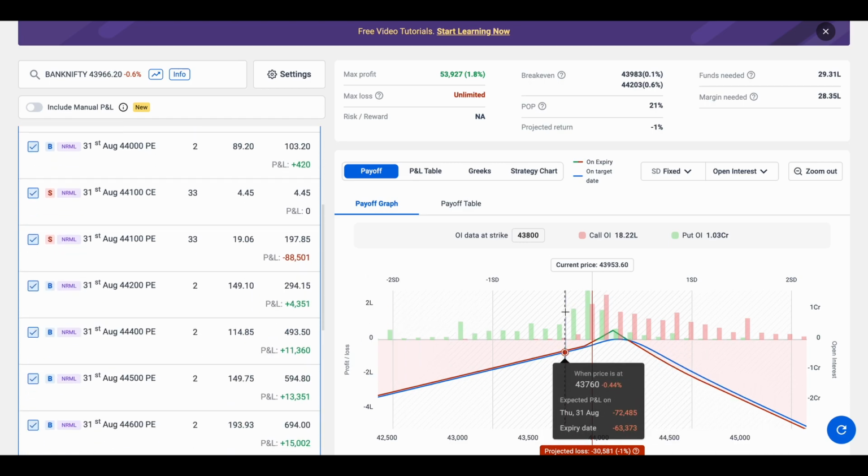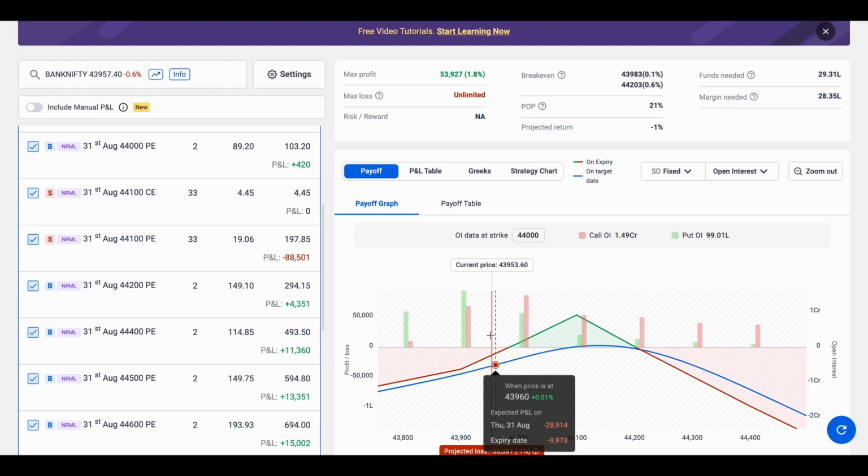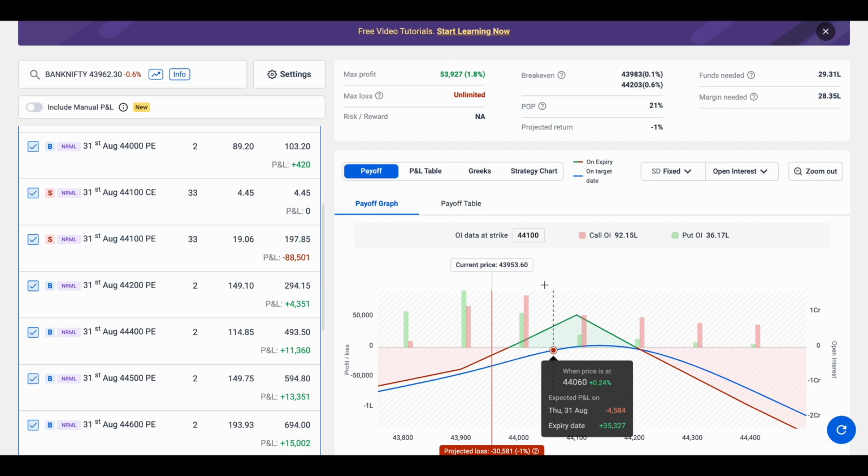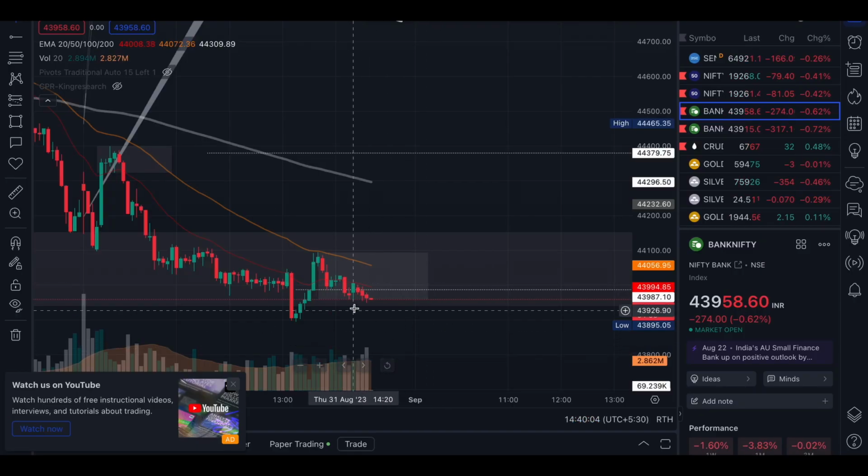As we can see, I'm almost around 9,000 rupees loss on expiry. So today, if the market doesn't move from here, I'm almost making a 10,000 rupees loss. But if it recovers, then my maximum profit will be 53,900. Here is the market right now.